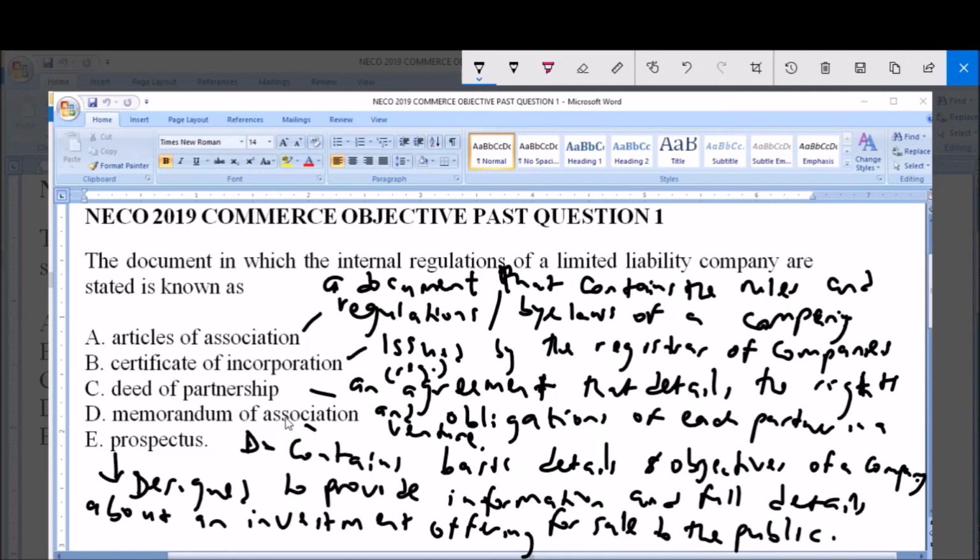So now option A, which is articles of association, talks about being a document containing the rules and regulations of a company, of any kind of company. And the question asks for the document which contains the internal regulations of a limited liability company, which is also a type of company. So article of association contains the regulations of a company. Therefore the correct answer is option A, which is articles of association.